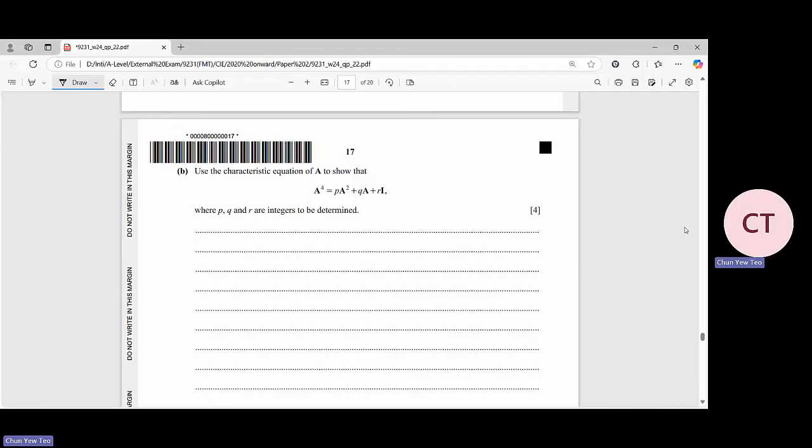Now we move on. 8b, they want you to use the characteristic equation to show this relationship, where p, q, r are integers to be determined. So what we can do is that we straight away apply something called the Cayley-Hamilton theorem.